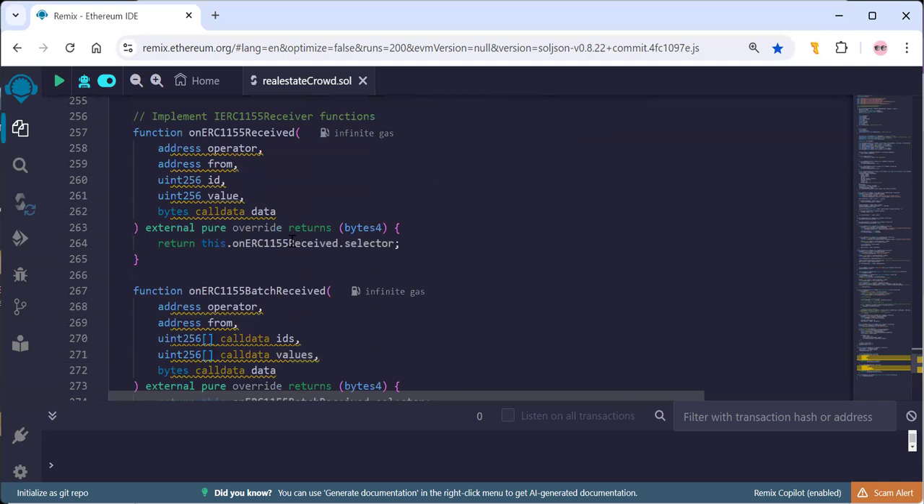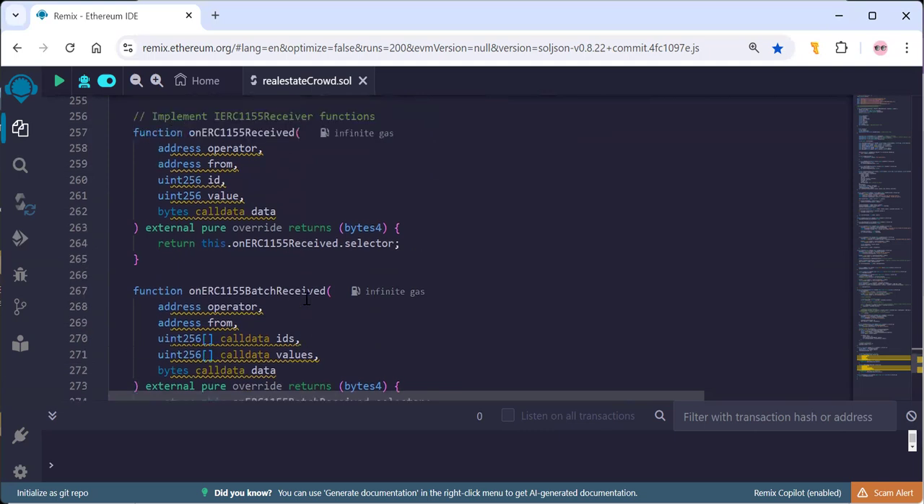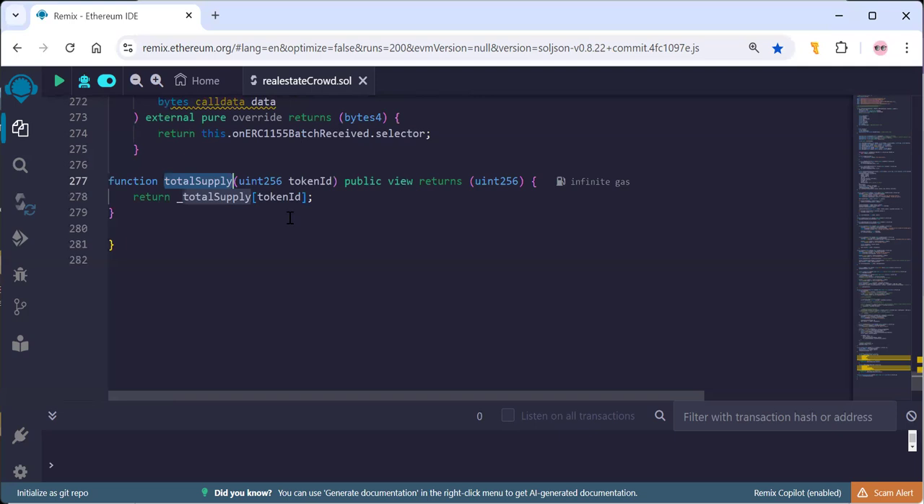Then there are other internal functions that are to receive the minted NFT. And then there is a total supply function where you can see how many shares we have for a specific token ID.